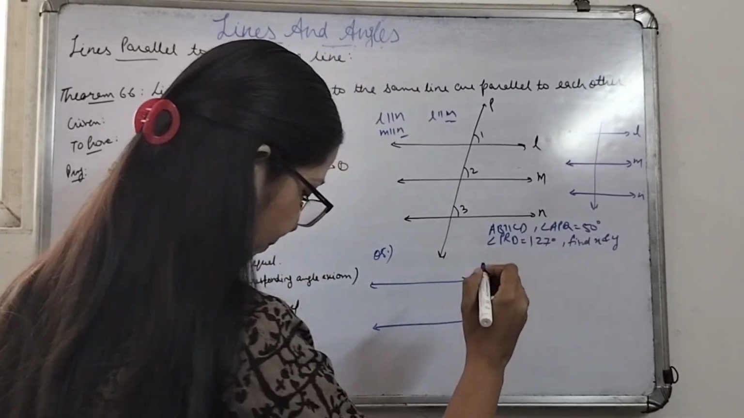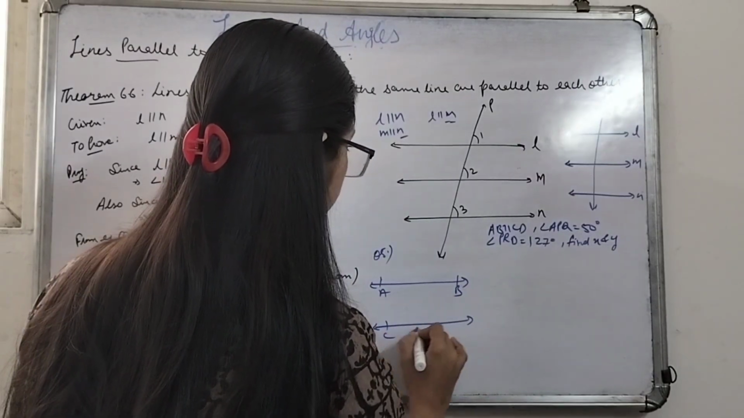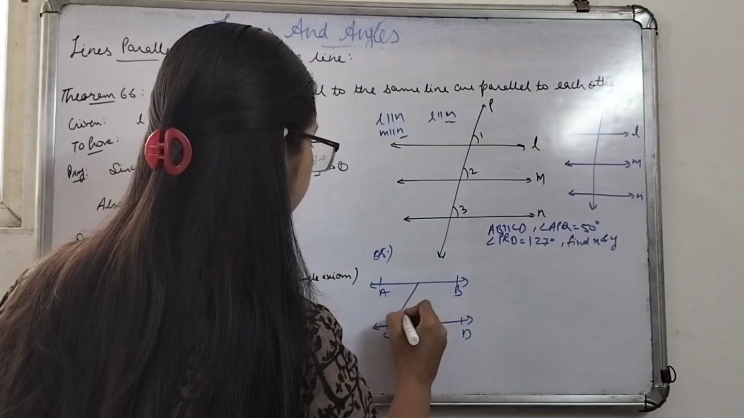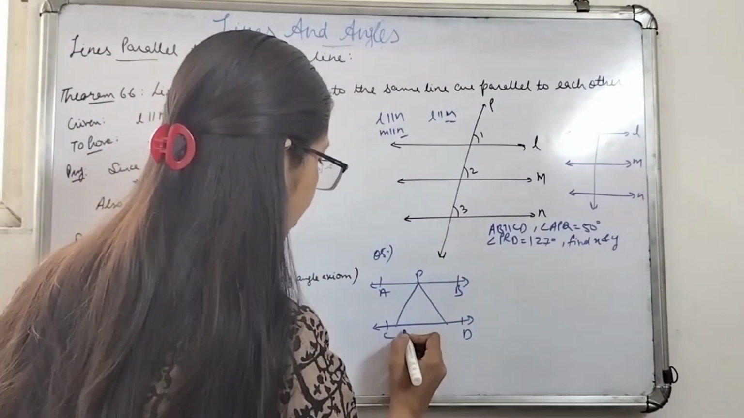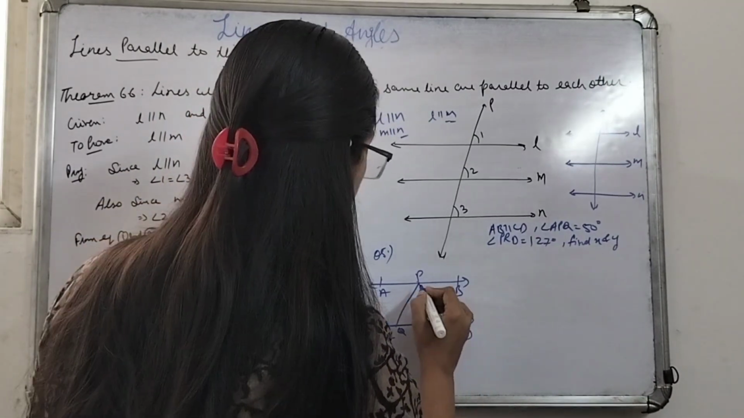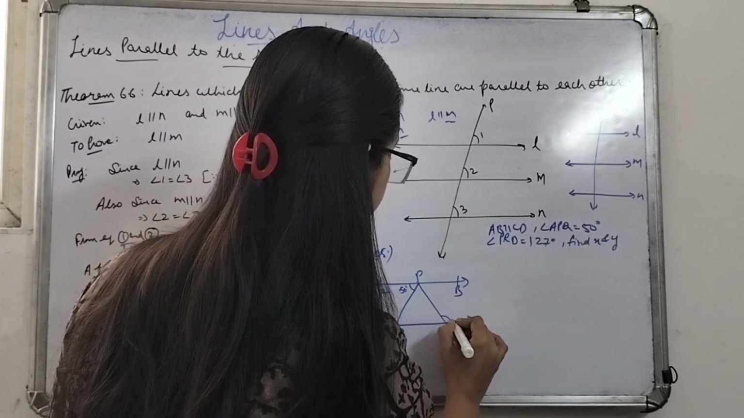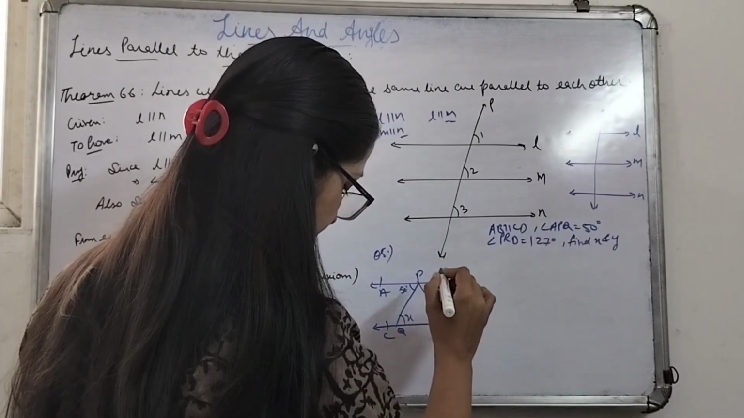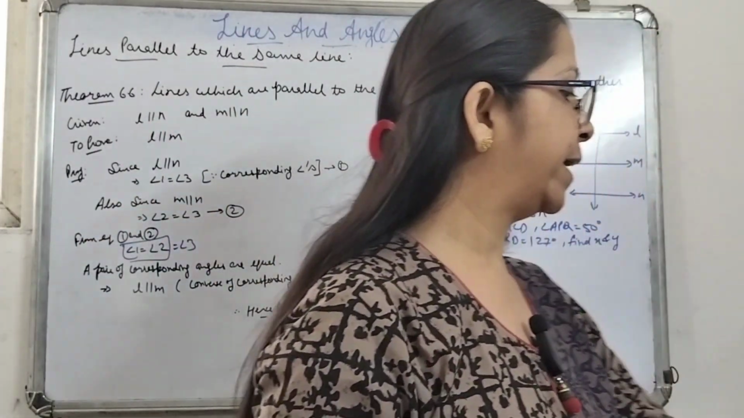These are two lines, that is your AB and your CD. These are parallel, it is given to us. Then here is a point P. This is point P. This is Q. This is R. This angle is 50 degrees. This angle is 127 degrees. This is X and this is Y. We have to find the values of X and Y.